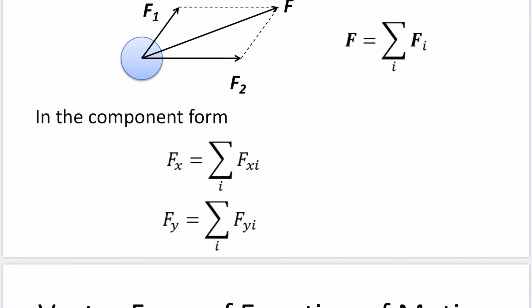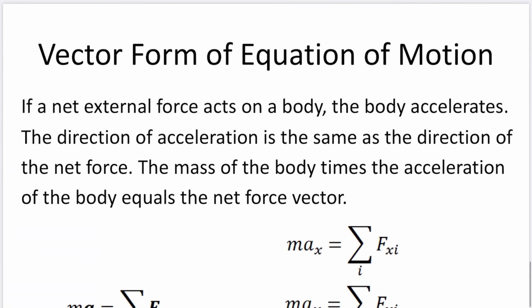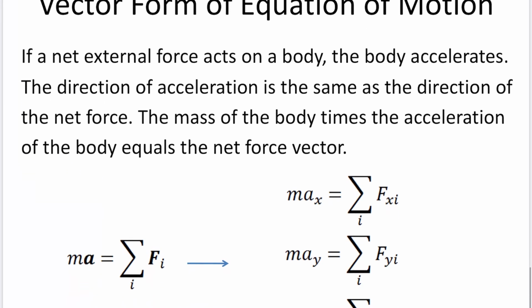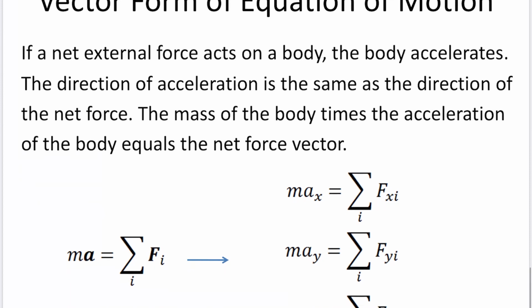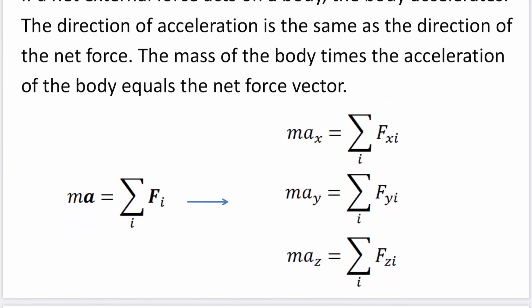In vector form, the equation of motion is as follows. If a net external force acts on a body, the body accelerates. The direction of the acceleration is the same as the direction of the net force. The mass of the body times the acceleration of the body is equal to the net force vector: ma equals F. This means we can separately write down the equations of motion for the x component, y component, and z component.